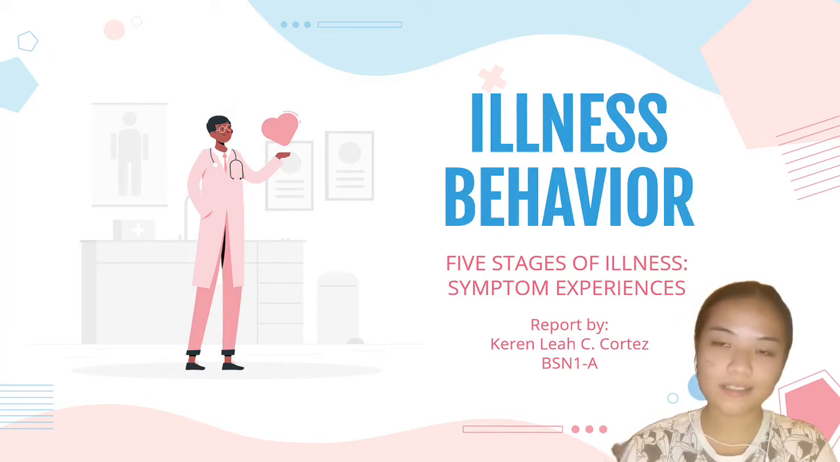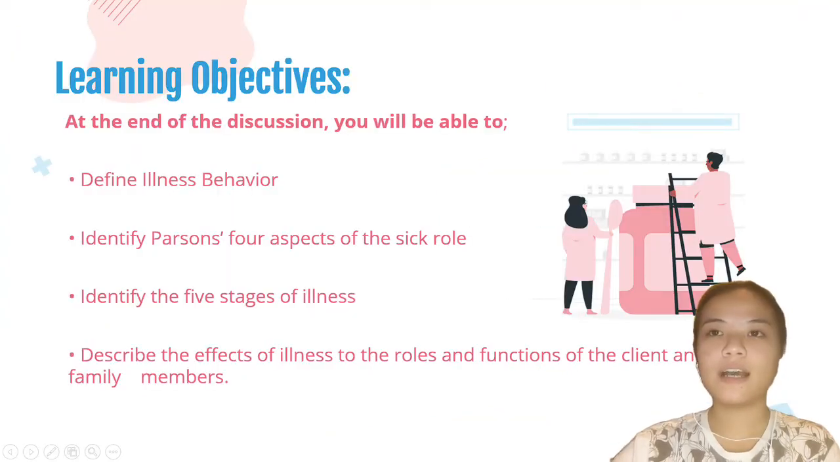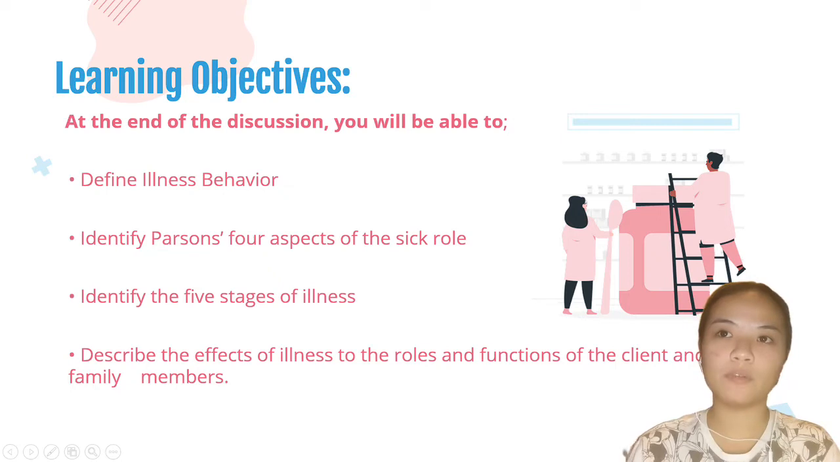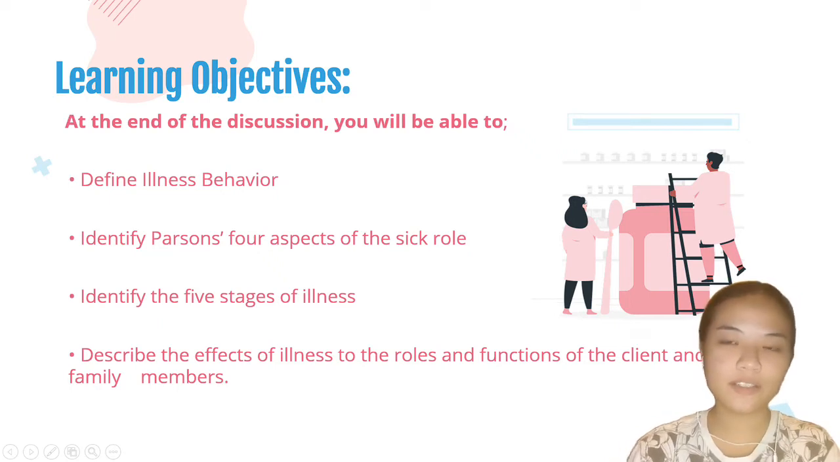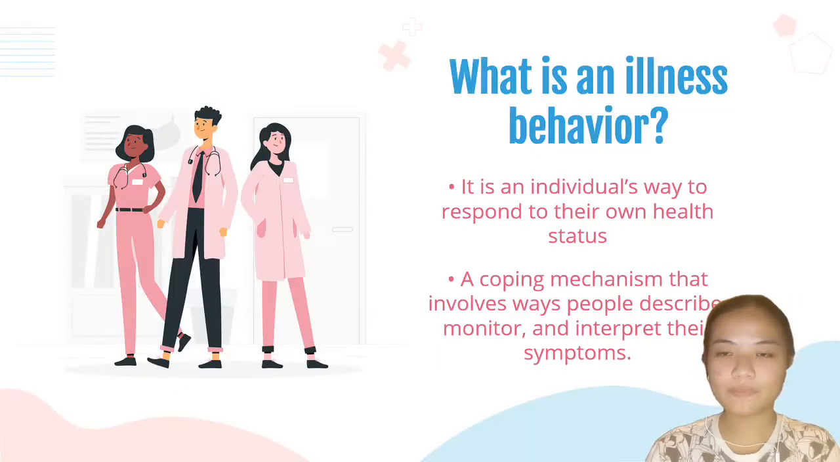But before we proceed, let us first read the learning objectives. At the end of the discussion, you will be able to define illness behavior, identify Parsons' 4 aspects of the sick role, identify the 5 stages of illness, and lastly, describe the effects of illness to the roles and functions of the client and family members. Now let us start with the discussion.